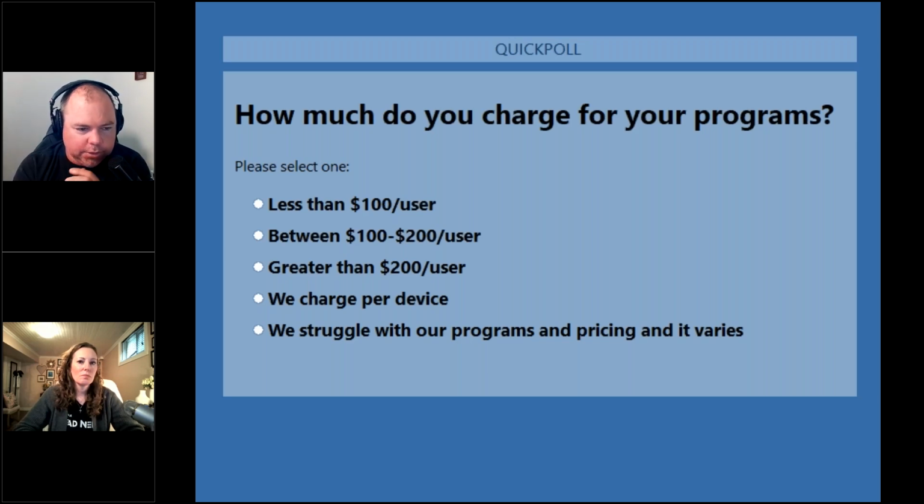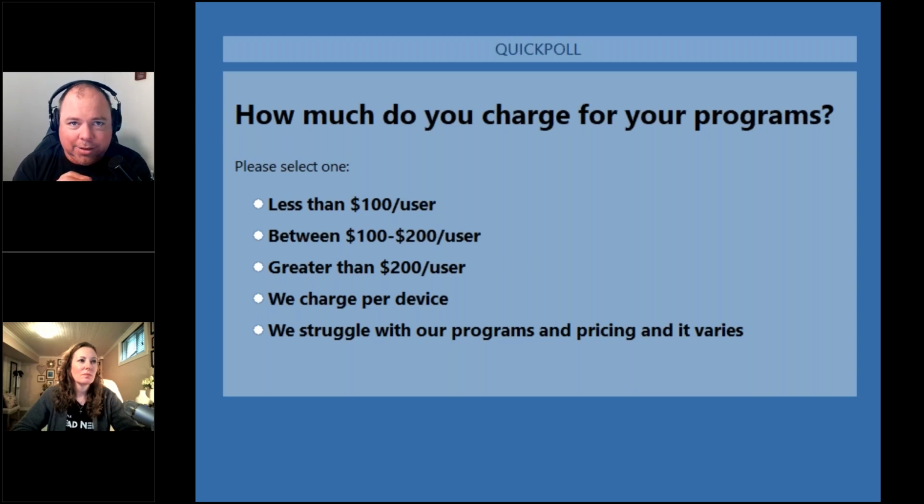I think that's what we're really looking for here: we have a magic number that we see the industry should be at, and we're willing to talk about that a little bit today, but I just want to see where everybody's at. Looks like a good percentage of you are under the $100 per user.